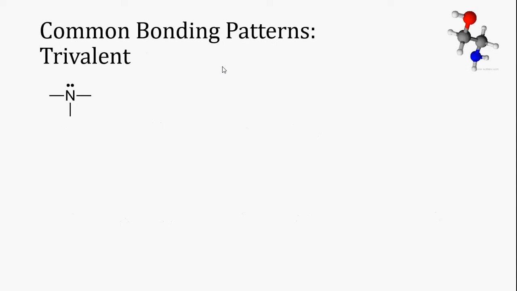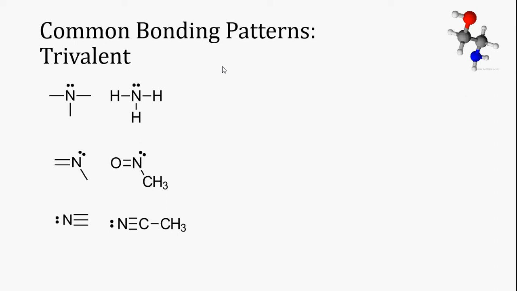Trivalent atoms likewise have additional bonding patterns besides the 3 covalent bonds that I have shown. In fact, trivalent atoms have 3 total bonding patterns. So for example, nitrogen can form 3 single bonds as it does in ammonia. It can form a double bond and a single bond, as it does in nitrosomethane, and it can form one triple bond, as it does in acetonitrile. Other trivalent atoms also form bonds in these same patterns.